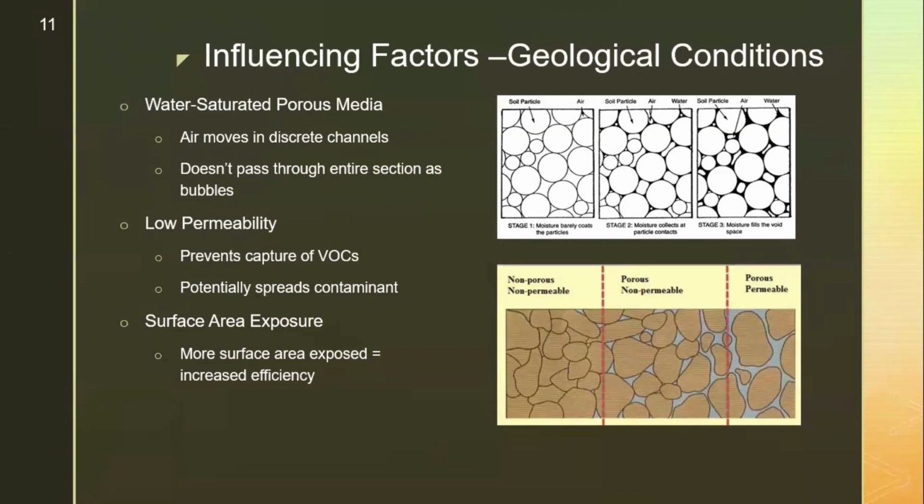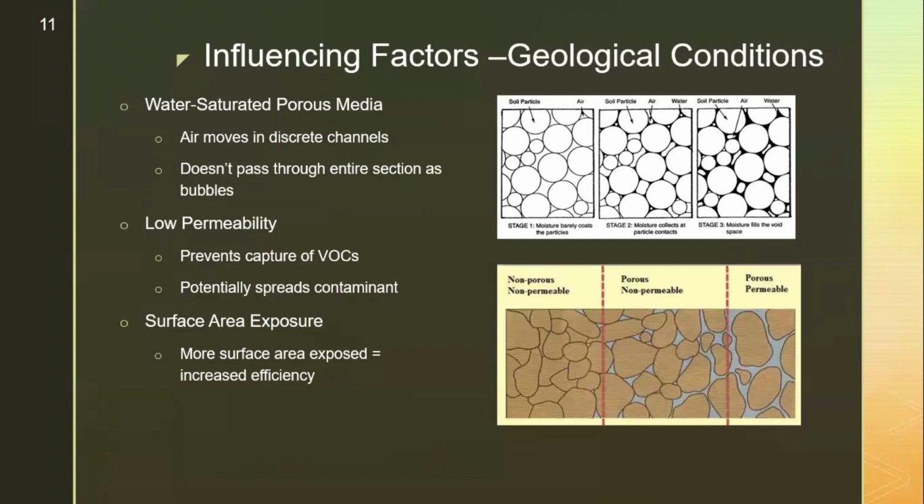Other geological conditions like low permeability also have negative effects on the air stripper's process. The presence of a low permeable zone overlaying the target zone prevents capture of the volatile organic compounds in the soil venting system. In this case, the air stripping could be causing potential spreading of the contaminant as the VOCs are not being contained properly.